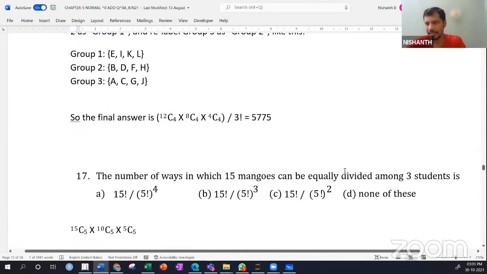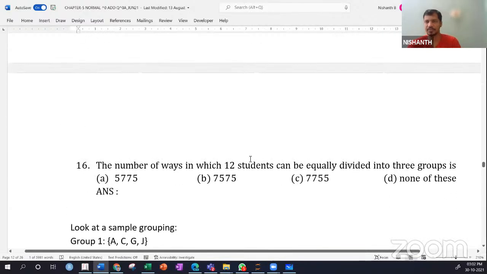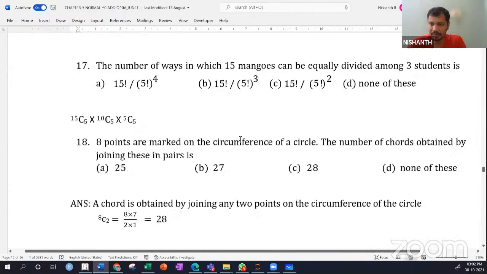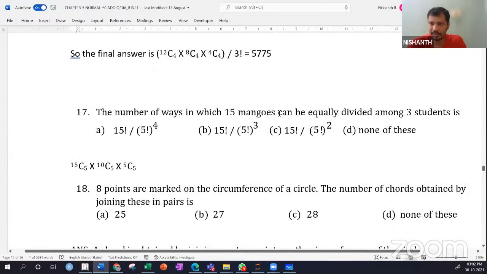There is one kind of problem, the division among the students, which we had kept to the last. We solved this at the last. So we had two kinds of problems which look very similar. The first one: the number of ways in which 12 students can be equally divided into 3 groups, where there is no name for the grouping, you are just dividing it. Whereas in the second kind of problem, there is a person to whom it will be allocated. For example, the number of ways in which 15 mangoes can be equally divided among 3 students.